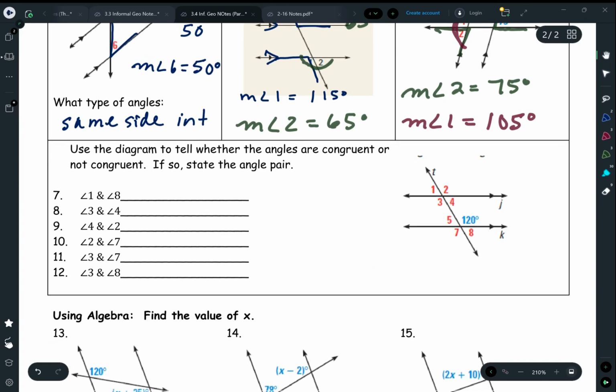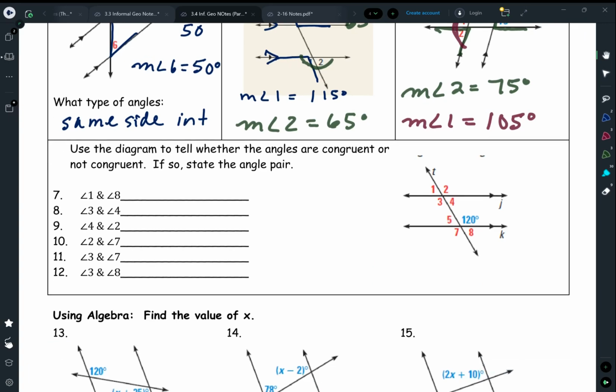For the next set, we are using the diagram to tell whether the angles are congruent or not congruent. If so, state the angle pair. So if it's congruent, state the angle pair means we're going to write corresponding or alternating interior or something. So angle 1 and angle 8. And I have parallel lines here. So angle 1 and angle 8 are alternating exterior. They make the V's. And so we have congruent.